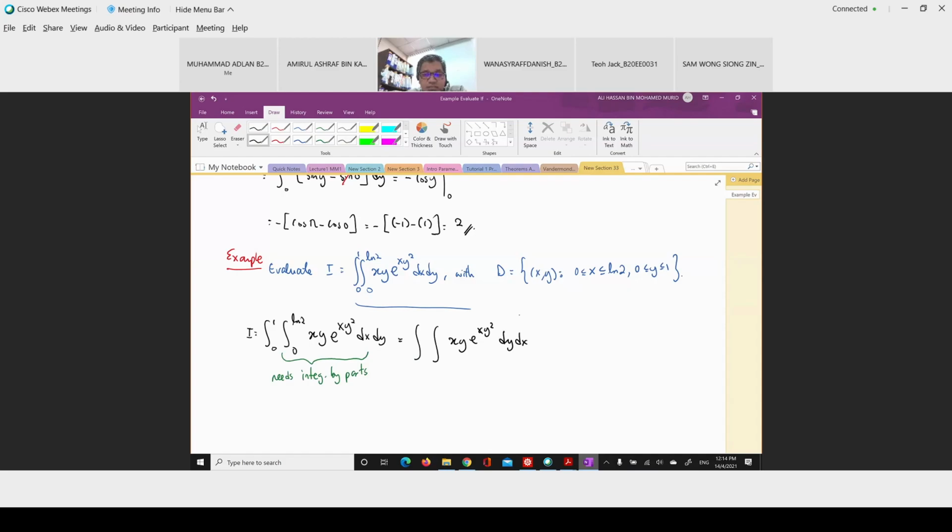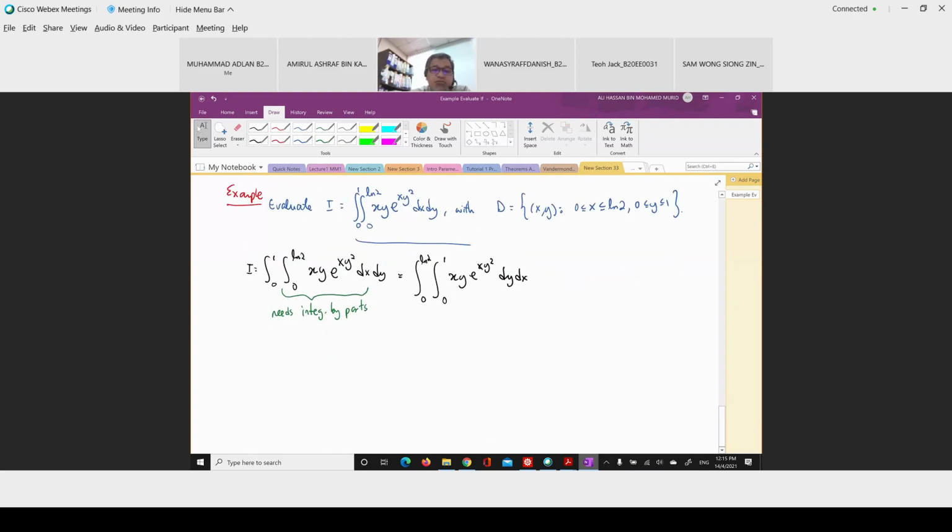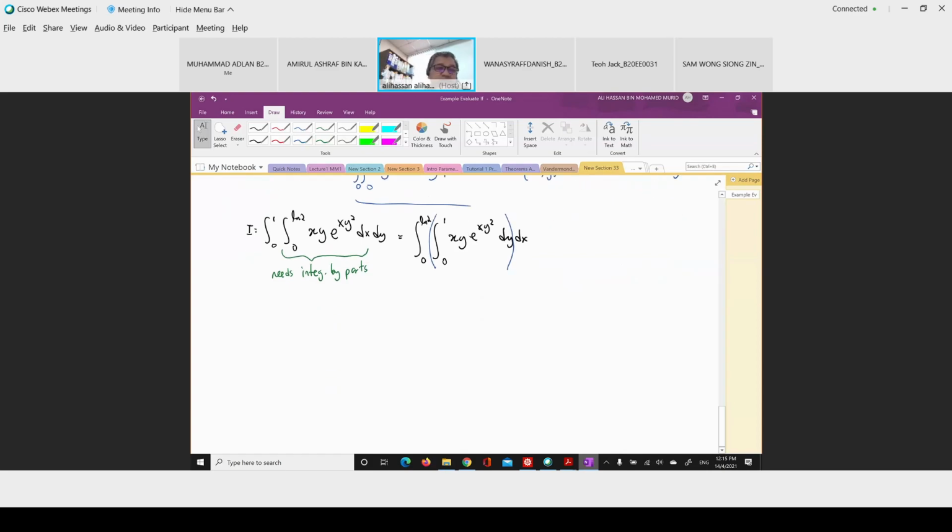Wouldn't that be easier, isn't it? Integration with respect to y first would be easier, isn't it? Because we can solve this using substitution. We can solve this integral with respect to y using substitution.